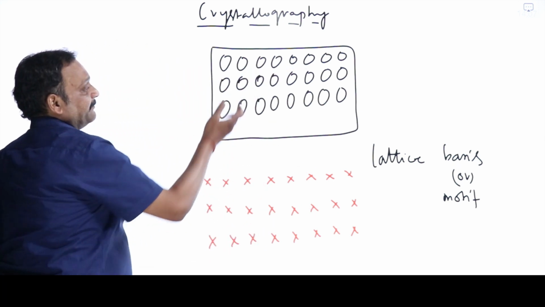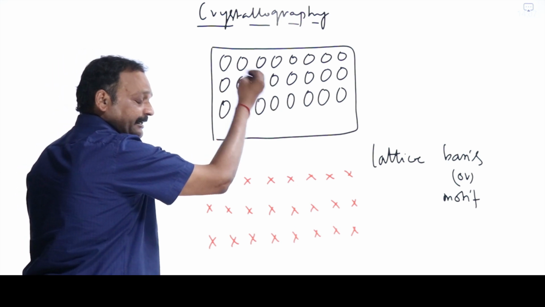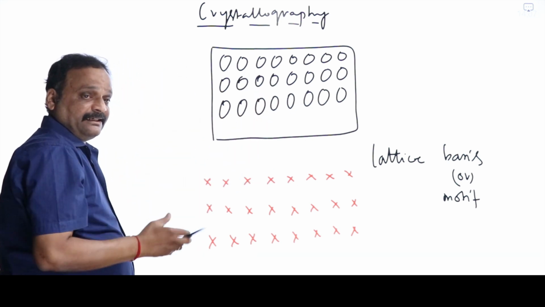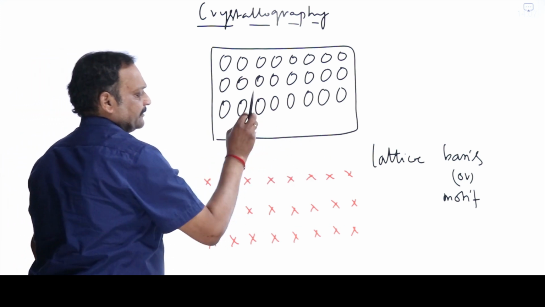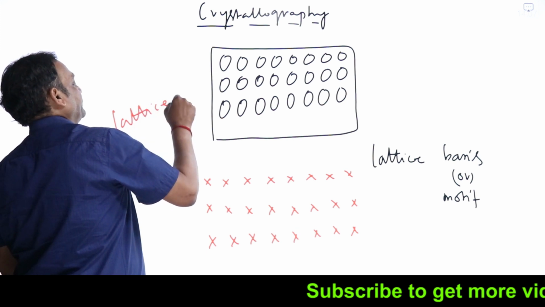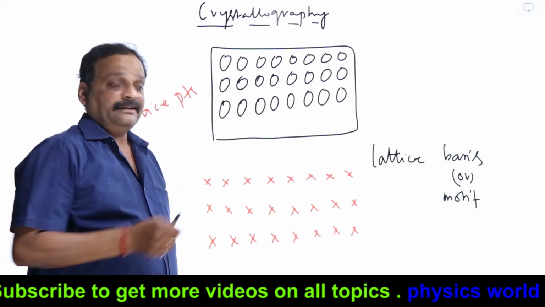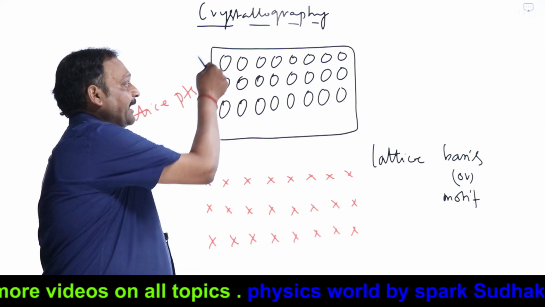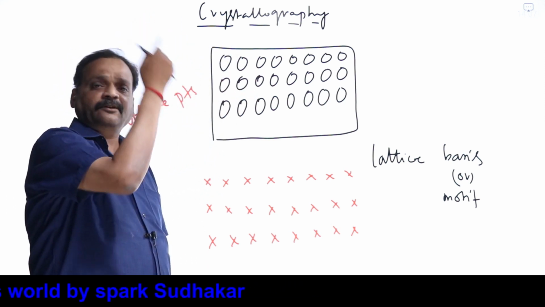Now, what is the difference between crystal and lattice? In a crystal, we have the actual atoms present. It physically exists, whereas lattice does not exist physically. It is in my imagination. It contains only points known as lattice points. Now, how do we get the actual crystal? At each lattice point, keep that atom or ion or group of atoms, molecules, whatever it is.